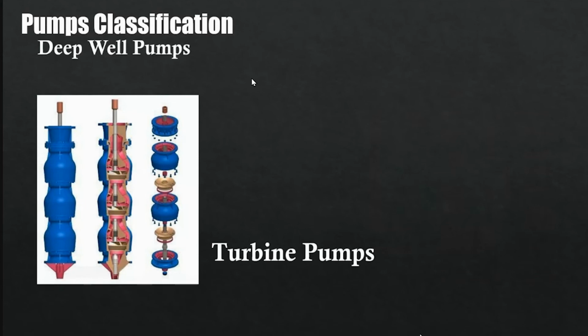The next is the turbine pumps. These pumps represent the application of vertical centrifugal pumps to deep well service and are built for heads up to 305 meters and for capacities up to 26,495 liters per minute.